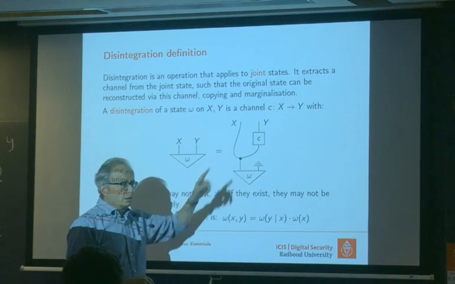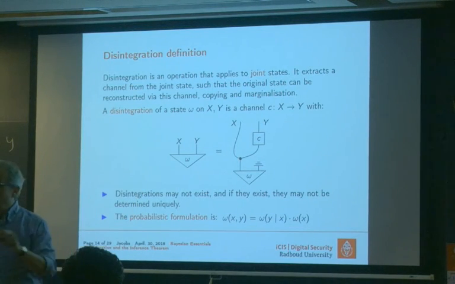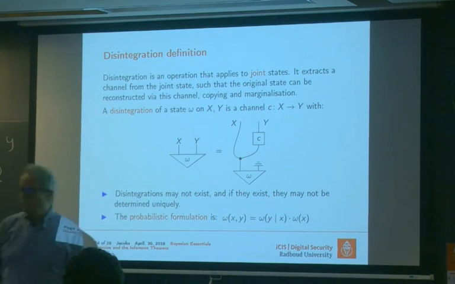Now, this is only in binary form, but you can generalize this. If you have n pins, you can disintegrate from each subset to another disjoint subset. And that gives you a channel. In this way, you can iterate this and get a certain graph structure from a joint state. So it's very, very important.